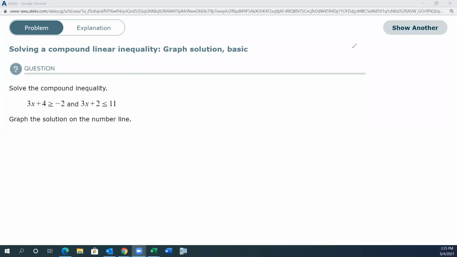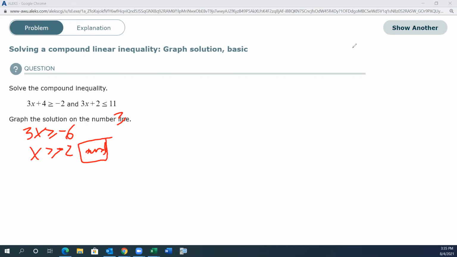Okay, let's do one more of those. This time we've got an and floating around. So first we solve the two inequalities. All right, so I'll subtract 4. And I'll divide by 3. Okay, so we've got that and the other one.